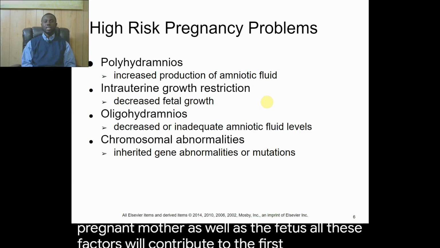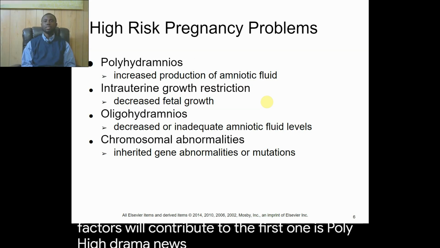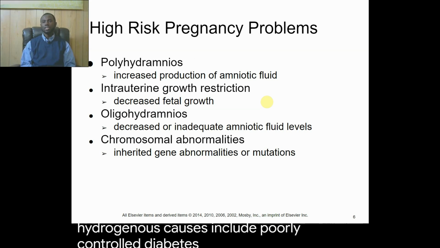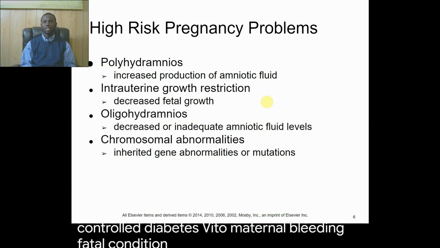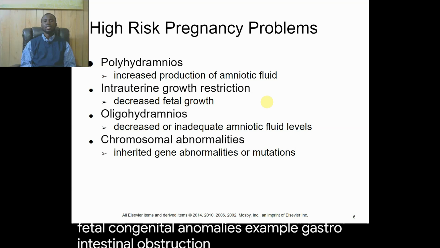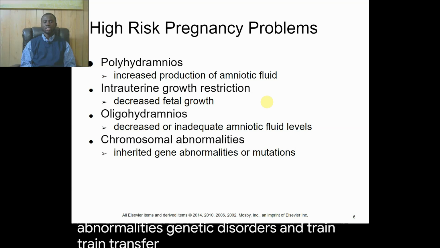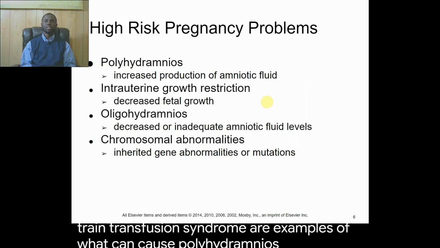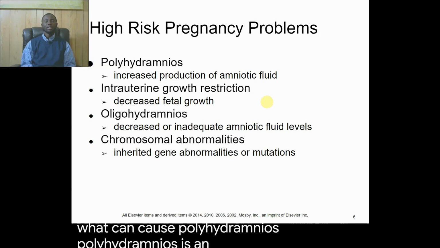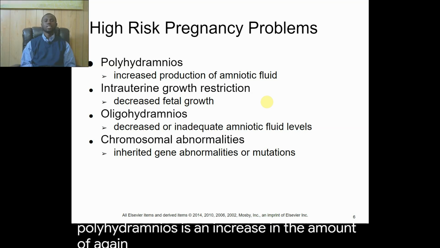The first one is polyhydramnios. Causes include poorly controlled diabetes, fetal-maternal bleeding, and fetal congenital anomalies, for example gastrointestinal obstruction and CNS abnormalities. Genetic disorders and twin transfusion syndrome are examples of what can cause polyhydramnios. Polyhydramnios is an increase in the amount of amniotic fluid.